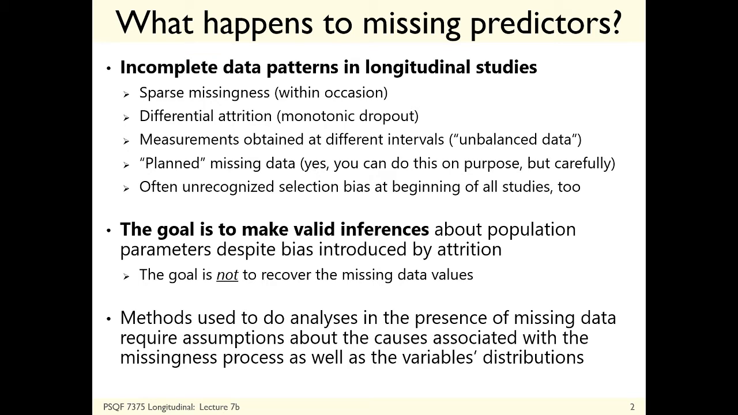They handle missing outcomes. So longitudinal studies often have some degree of missing information, either on the predictor side or the outcome side. Even in techniques that use imputation to try and fill in the values that are missing, the goal is not to fill in the values. The goal is to maintain correct inferences despite the missingness. The goal is to get the right answers. And any method that you use to do that in the presence of missing data requires some sort of assumption about the missingness process as well as the variables' distributions.